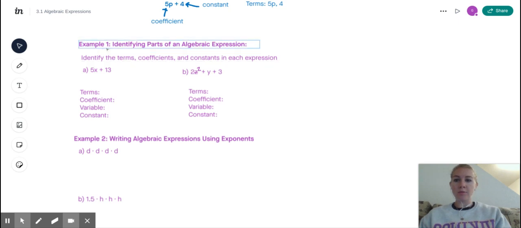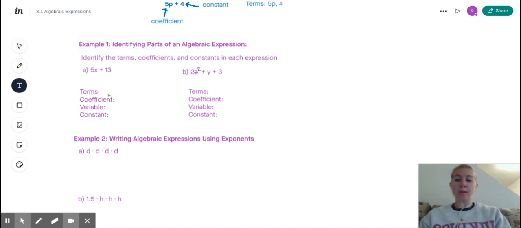All right, let's go over example 1, identifying parts of an algebraic expression. This is part of chapter 3, section 1, algebraic expressions. The directions for example 1 say, identify the terms, coefficients, and constants in each expression. So our first problem, A, is 5x plus 13. So 5x plus 13 is our algebraic expression.